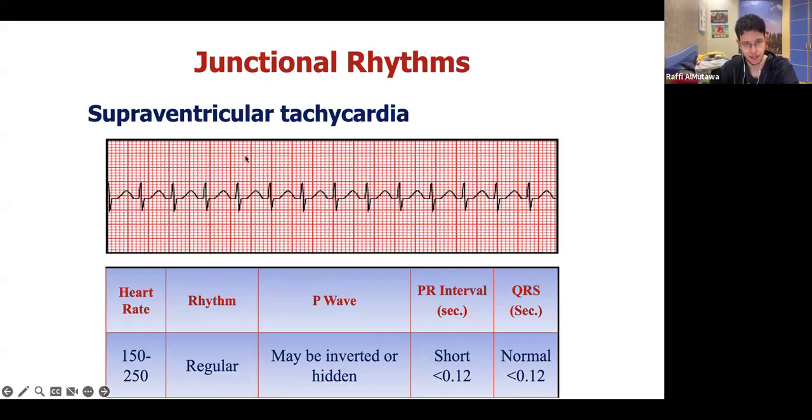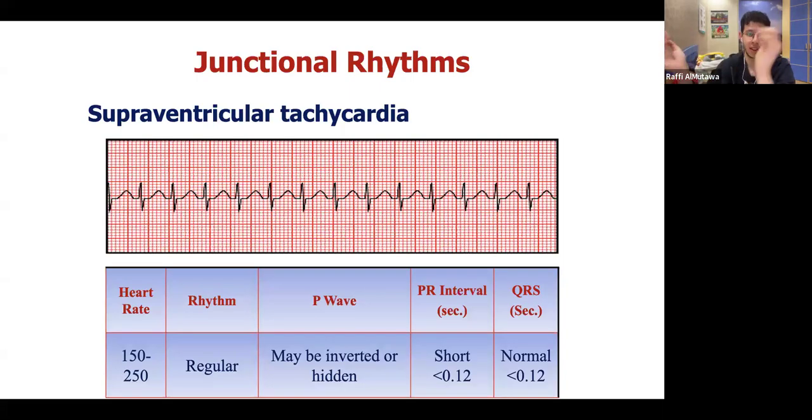Yeah, so this is SVT. Play it. So this is supraventricular tachycardia. Basically, the threshold for junctional tachycardia is 100 to 150. Beyond this, when we see this exact morphology, but it's over 150 beats per minute, meaning two big boxes or less, we consider this supraventricular tachycardia.